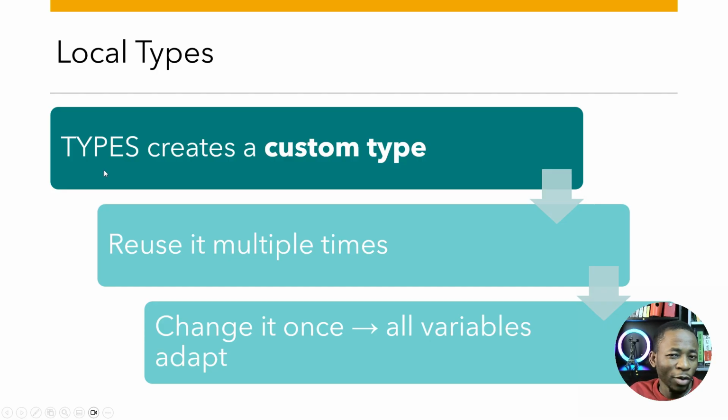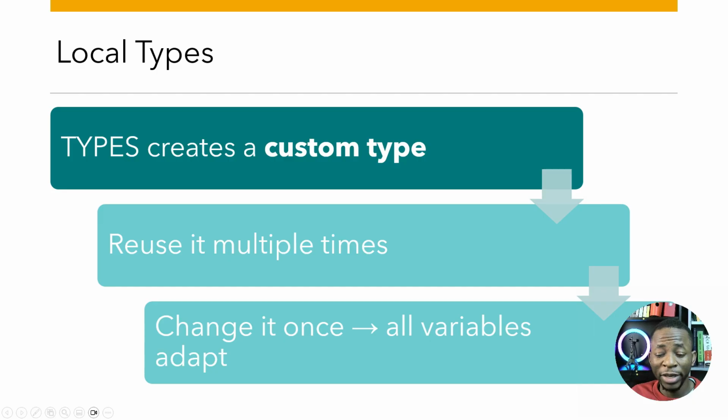Why? Because of reusability. You want to reuse it multiple times. And then when you want to change something, you change it once and all the variables adapt, instead of going line by line to change. So I will show you what I mean in the example.